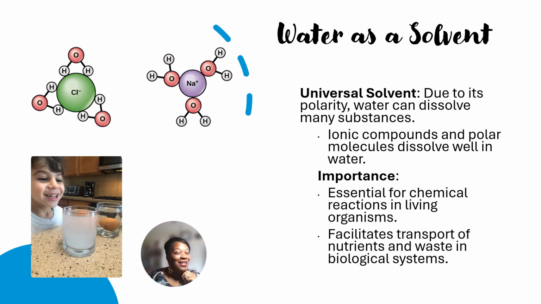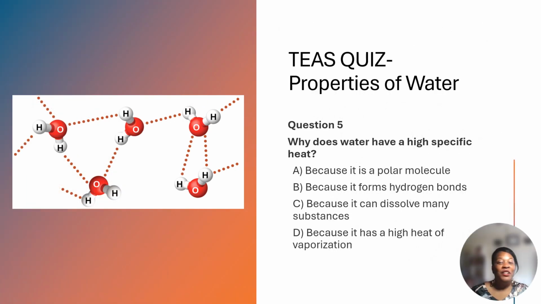You know what time it is? Quiz time. Question 5. Why does water have a high specific heat? A, because it is a polar molecule. B, because it forms hydrogen bonds. C, because it can dissolve many substances. Or D, because it has a high heat of vaporization.